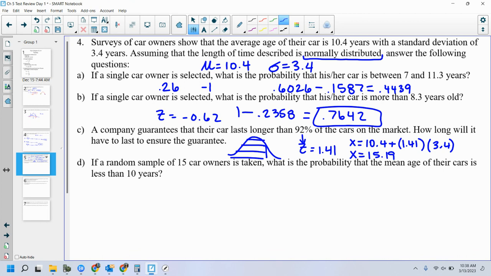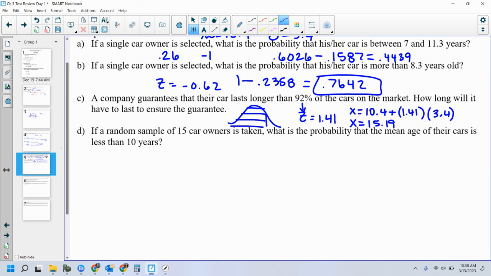Now, what's different between parts A, B, and C and then part D? If a random sample of 15, okay, so am I choosing one car? No, I'm choosing a sample of cars, right? This is where it gets into section 5.4, the sampling distributions, the sample mean. If a random sample of 15 car owners is taken, what is the probability that the mean age of their cars is less than 10 years? So I want to find the probability that x bar is less than 10 years. That's what I'm going to be looking for.